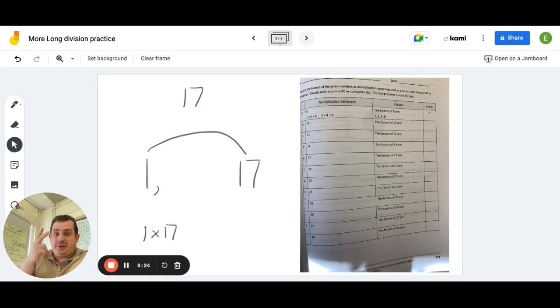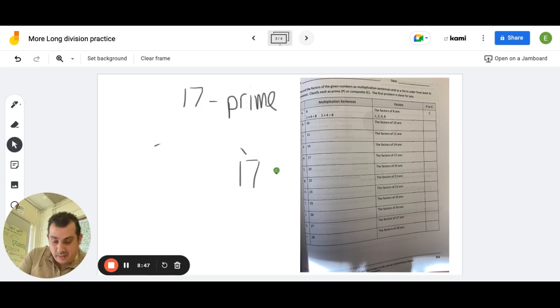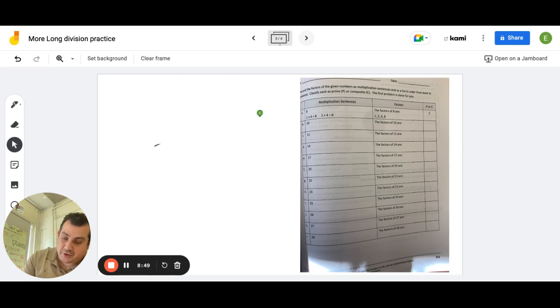So this is it. This is the only 2 factors, 1 and 17, which makes this a prime number. That is a prime number. Okay. And let's do one more. I'm going to go, let's try 26.